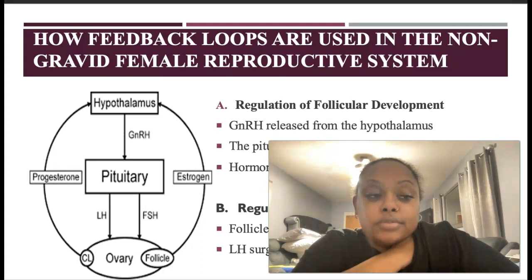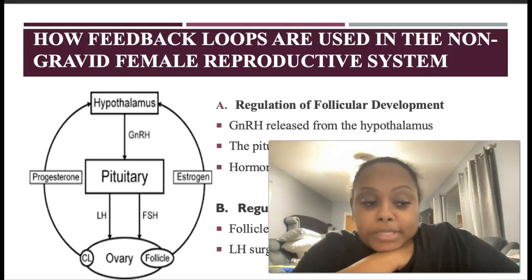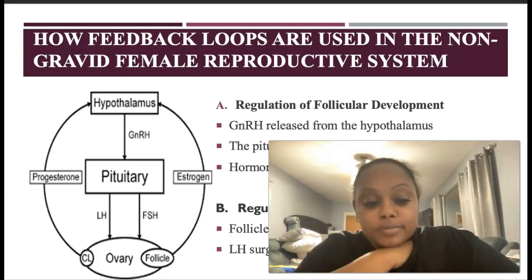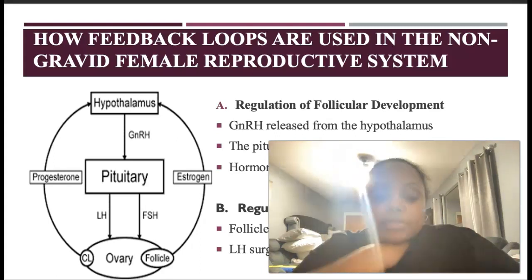In the luteal phase, this is when intercourse normally takes place and sperm fertilizes the egg. If the egg isn't fertilized, it dissolves in your uterus. The lining of your uterus breaks down and sheds, and that is when your period begins.